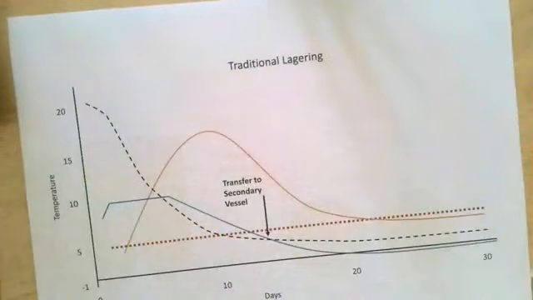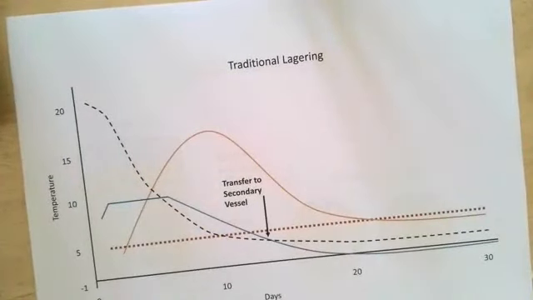I have here a graph that details it. So the black dashed line here is the gravity. So the gravity of the fermentation, you can see it dropping over the time period. The blue is the temperature profile. So we're talking about a traditional lagering process. You're talking about 7 to 8 degrees of initial fermentation temperature, maybe rising up to 10, and then dropping that just before you transfer to the secondary vessel here.